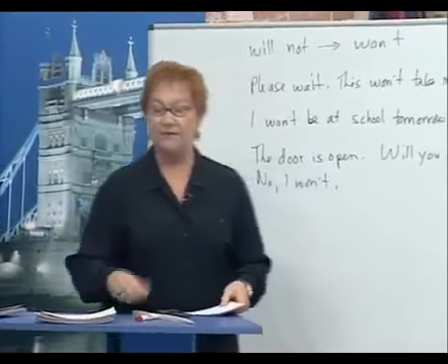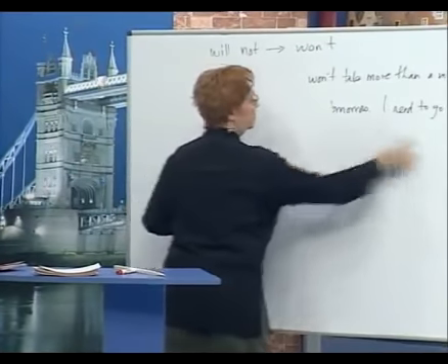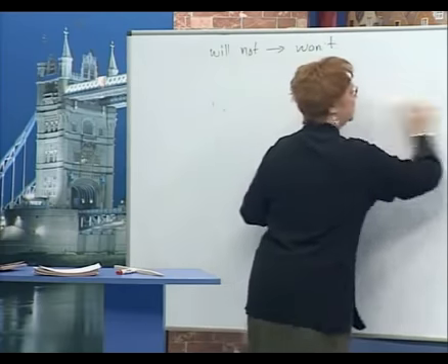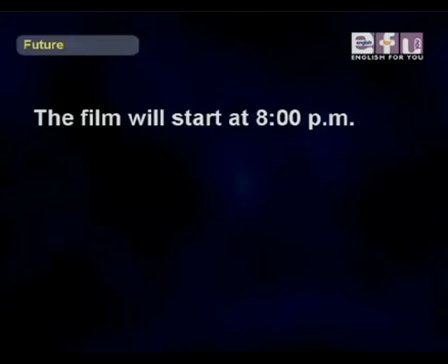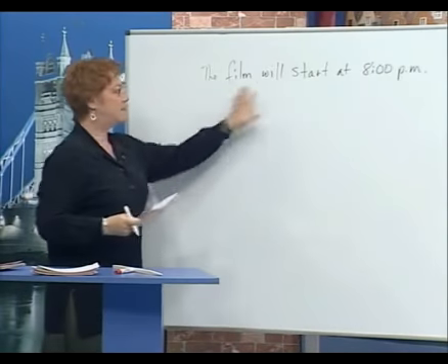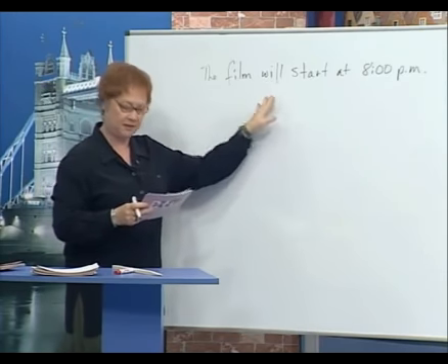Now, we also talk about will when we want to talk about things that we know are going to happen, facts. So before we talked about will for decisions, and now we'll talk about will for facts. A fact is a true thing. Okay? So we know this is going to happen. The film will start at 8 o'clock. The film will start at 8 p.m. We know this, it's a fact.